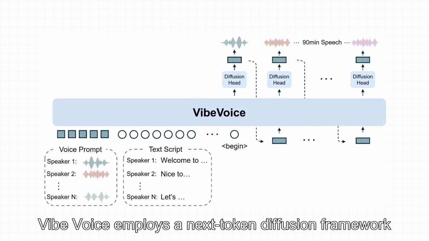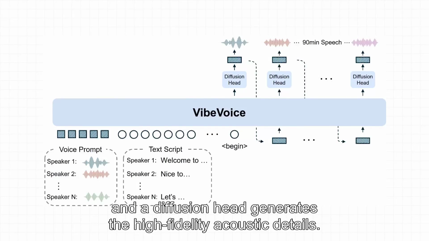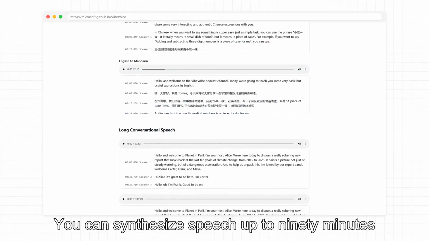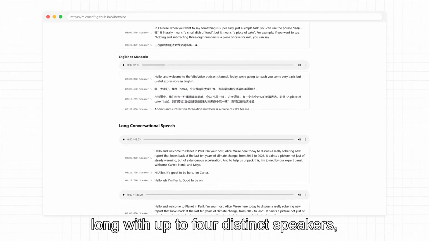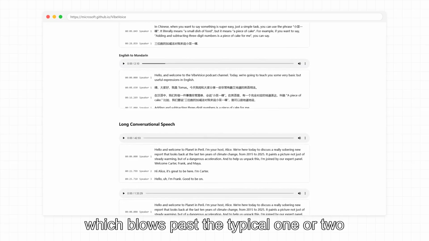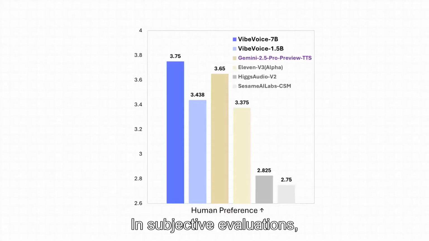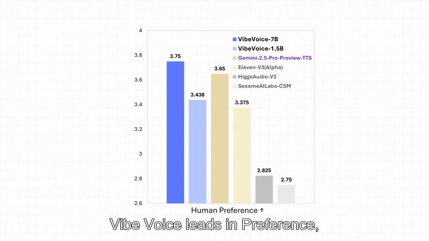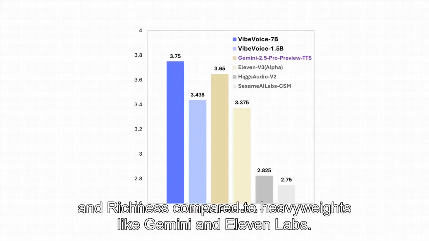VibeVoice employs a next token diffusion framework, where an LLM handles context and dialogue flow, and the diffusion head generates the high-fidelity acoustic details. You can synthesize speech up to 90 minutes long, with up to 4 distinct speakers, which blows past the typical 1 or 2 speaker limits of most prior models. In subjective evaluations, VibeVoice leads in preference, realism, and richness compared to heavyweights like Gemini and 11 Labs.